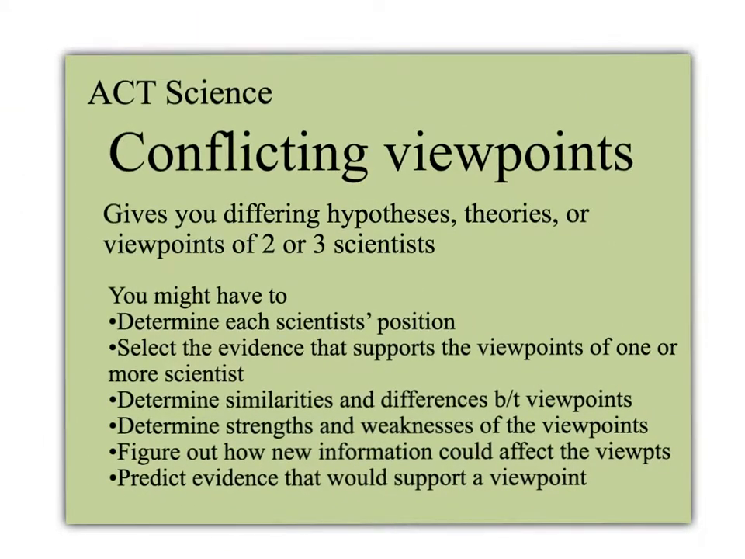All right, the third type of question on the ACT science test is called conflicting viewpoints. This will give you different hypotheses, theories, or viewpoints of 2 to 3 different scientists. So you might have to determine each scientist's position, or select the evidence that supports the viewpoints of 1 or more scientists, or determine the similarities and differences between viewpoints. So these are all things that you might have to do on the conflicting viewpoints part of the ACT science test.